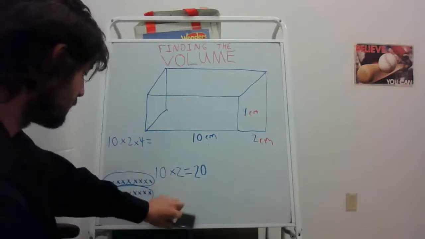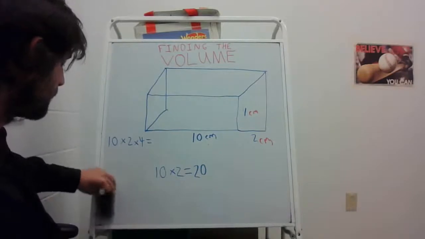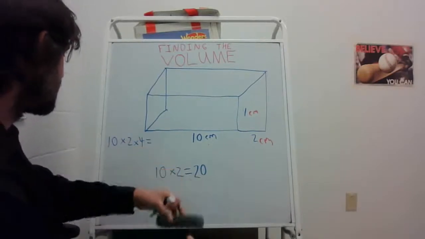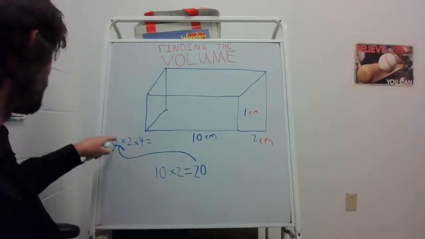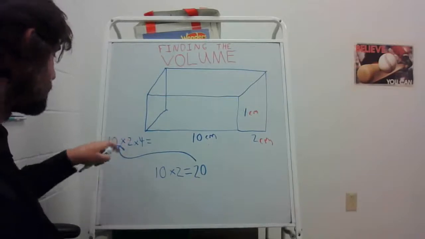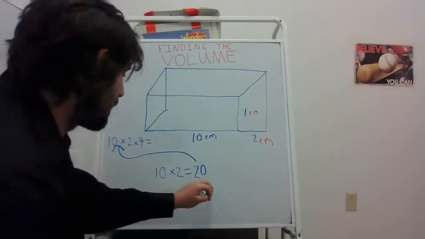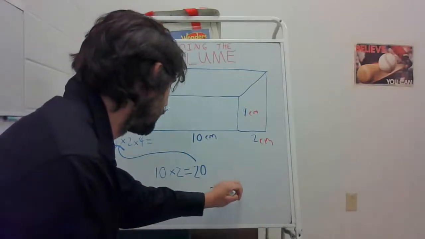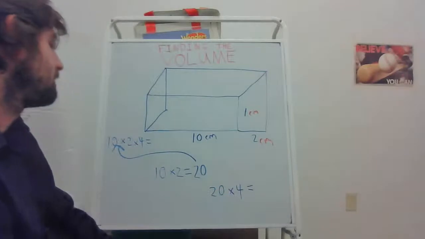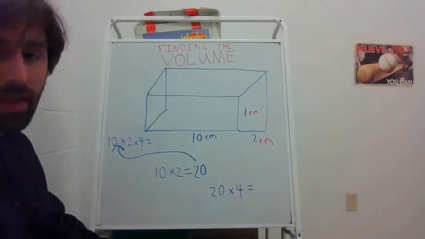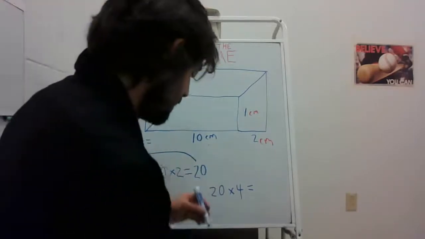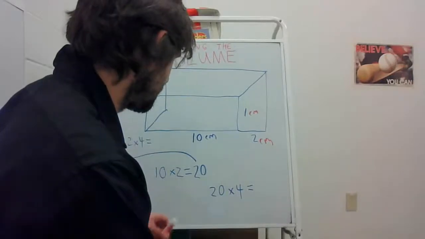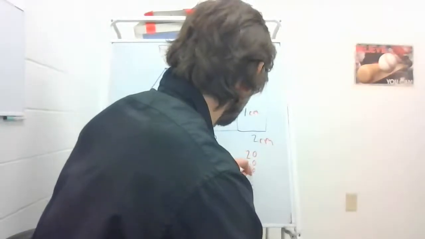So now that we know that 10 times 2 equals 20, now we're going to replace the 20 with the first two numbers being multiplied, because we figured out what 10 times 2 is. So now to find the volume, we got to do 20 times 4. So 20 times 4, that means that we're adding the number 20 4 times. So that means that we are adding 20 plus 20 plus 20 plus 20.